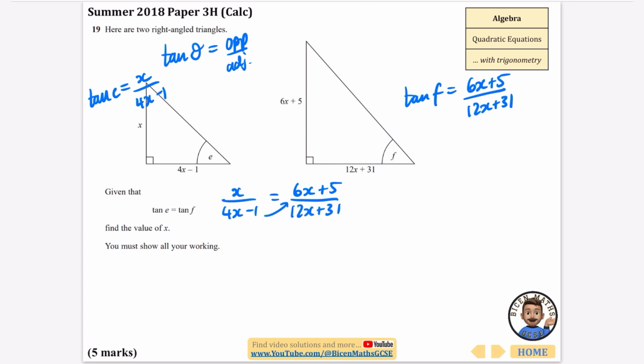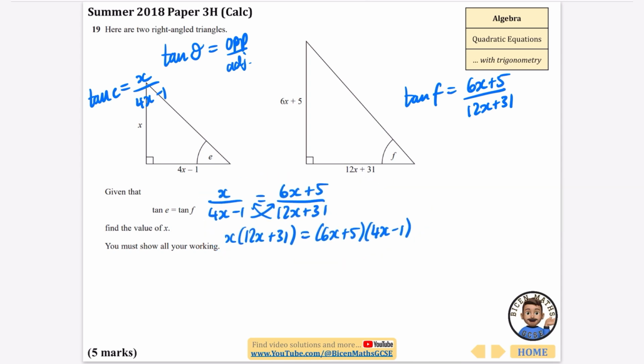The 4x minus 1 is going to go up there. The 12x plus 31 is going to go up there. So that's x multiplied by 12x plus 31 is equal to 6x plus 5 multiplied by 4x minus 1. I think I'm going to do some shrinking down on this one in a second as well. So I'll expand the brackets on the left-hand side. We get 12x squared plus 31x.